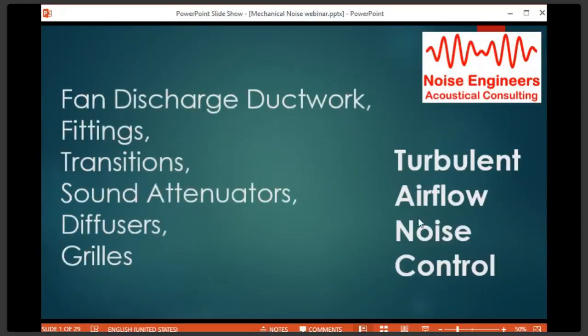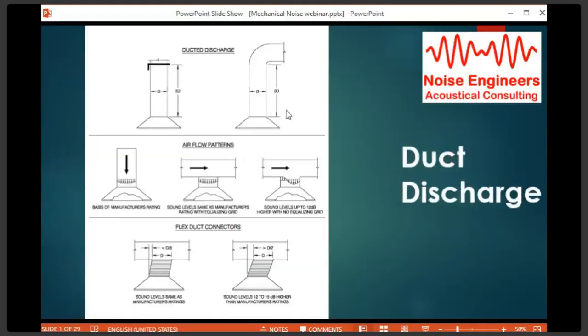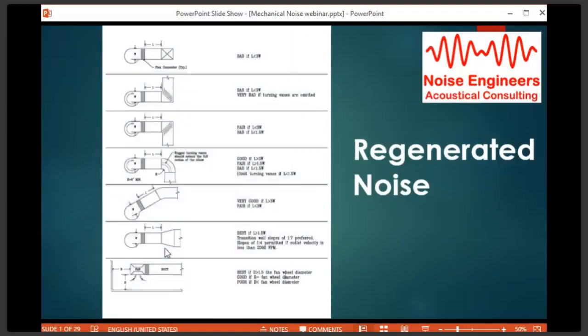So for airflow noise, you want to be aware of the speed of the air. Discharge ductwork, transitions, diffusers, grills, anything that's going to generate some noise. You just want to be aware of it. Try to keep the flow as smooth as possible over those diffusers. For regenerated noise from flow, just keep the transitions as smooth as you can.